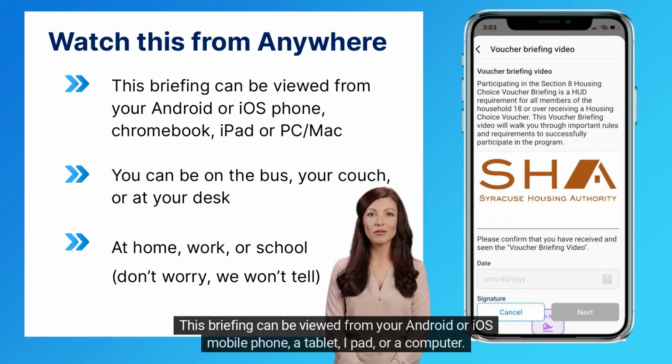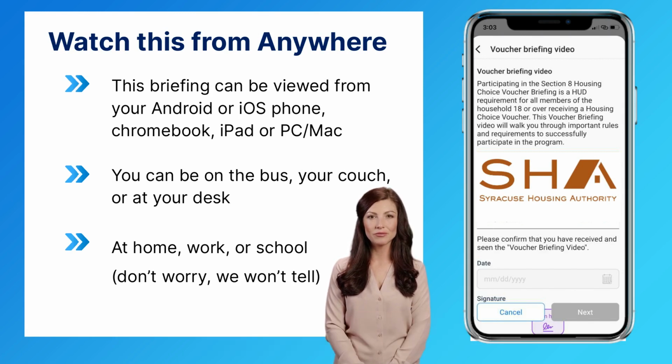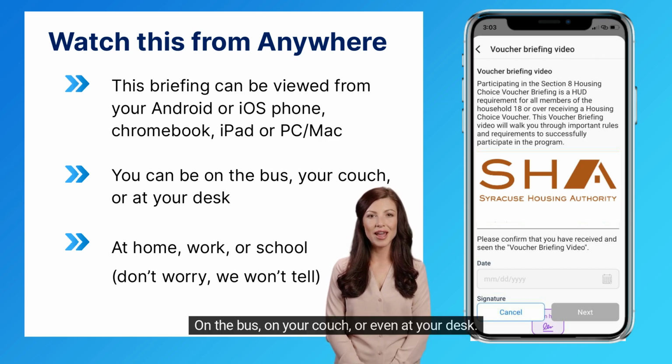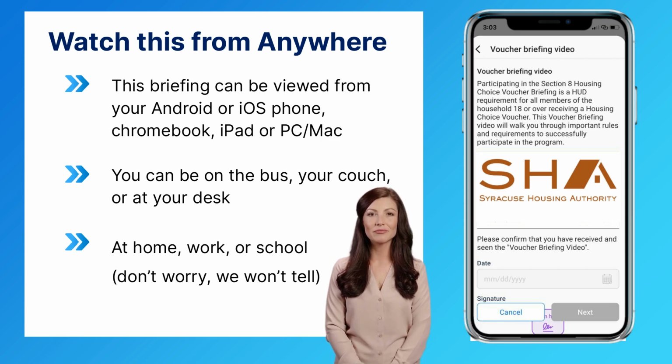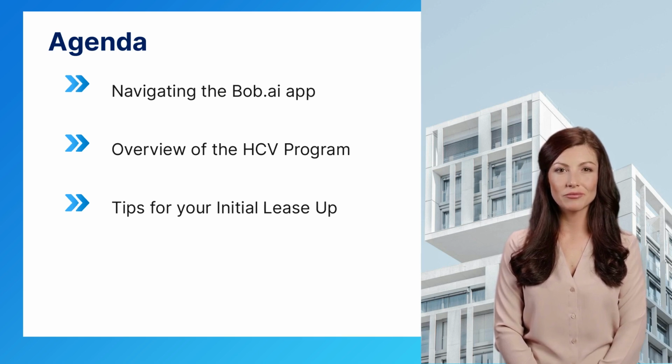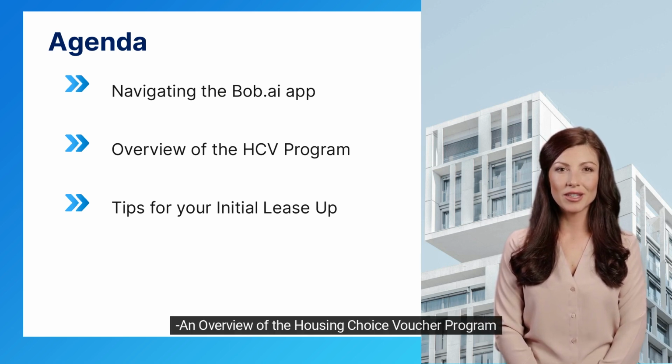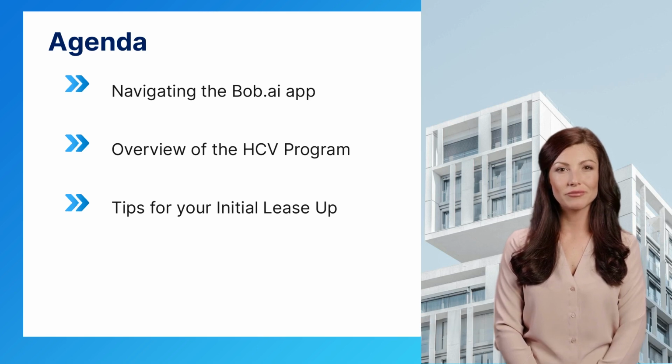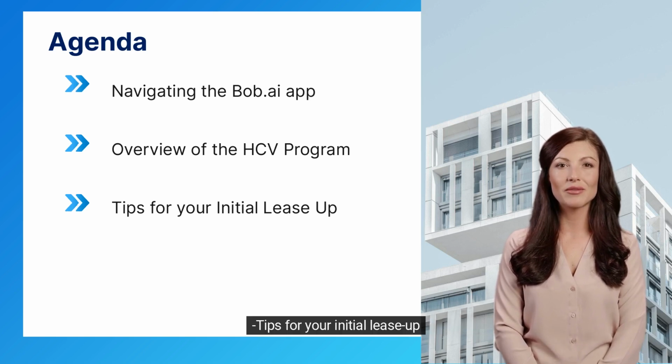This briefing can be viewed from your Android or iOS mobile phone, a tablet, iPad, or a computer. You can watch this from anywhere, on the bus, on your couch, or even at your desk. In this briefing, we will go over navigating the Bob.ai app, an overview of the Housing Choice Voucher Program, tips for your initial lease-up.